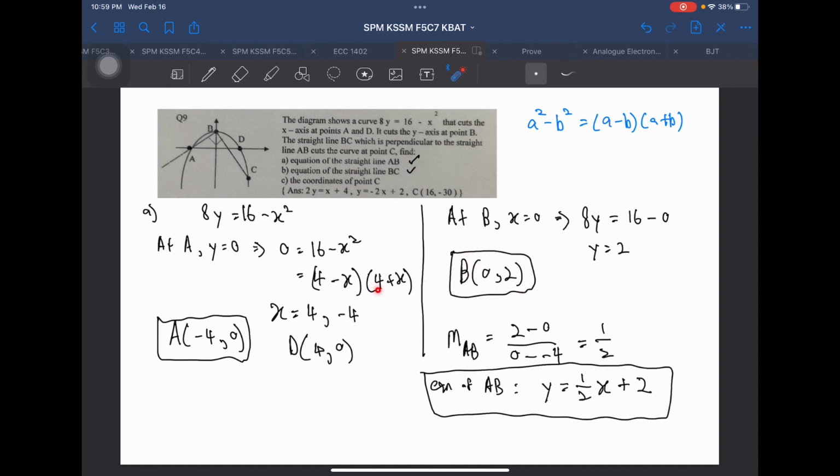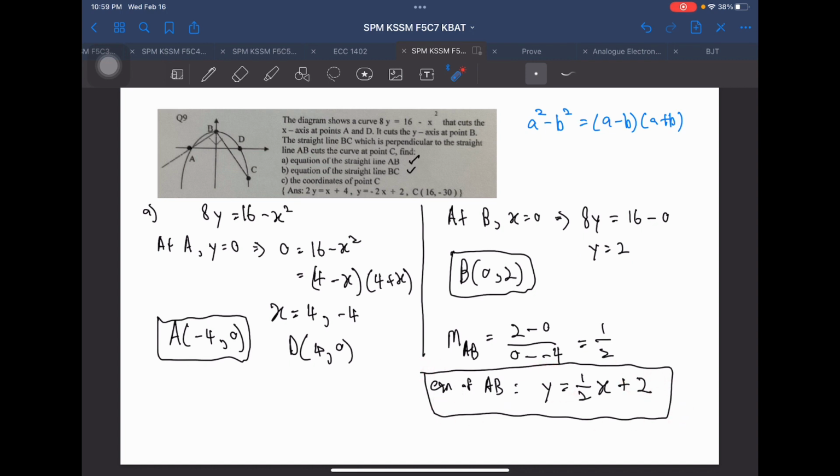So now you got 2 points, A and B. Can you find the equation? The answer is yes. Since you can get the gradient, m of AB is equal to delta y over delta x: (2 minus 0) over (0 minus -4). So minus minus becomes positive. 2 over 4, which is 1 over 2. Okay. So now you got y equals mx plus c. What is c? c is the y-intercept. In this case, your y-intercept is B. So c is the y value at B. Okay. So you got this.